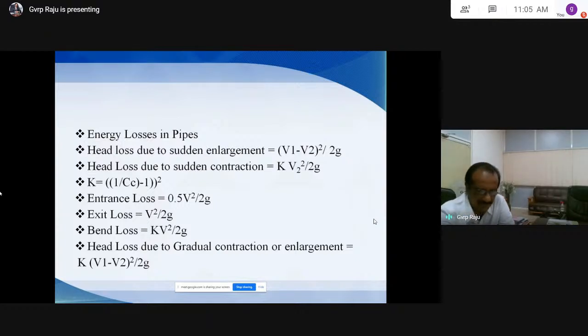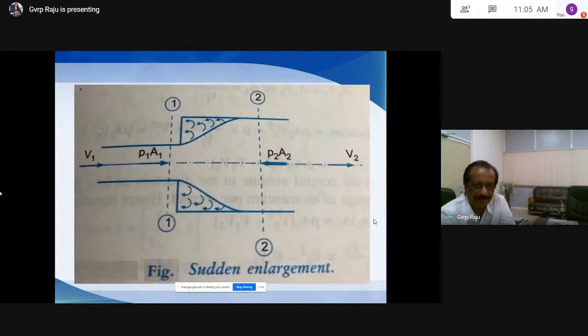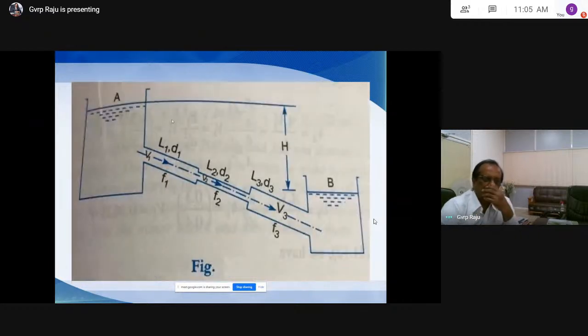Entrance loss: let us say this is a pipeline. I will come back to the various pipes and different diameters, but only for entry and exit loss I want to take this figure. When the water from the tank is entering the pipe, there is entry loss. When the water is exiting into tank B, this is exit. We have entry here, we have exit here. So entry loss and exit loss.